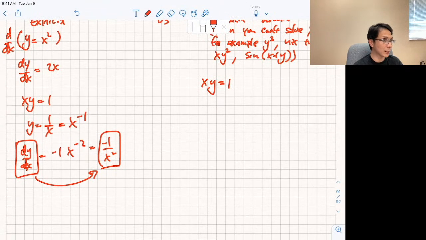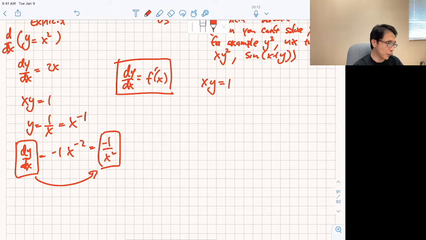So dy dx, the derivative, is what we're looking for, because dy dx is the slope of y, also known as f prime of x. This is something we're always looking for: dy dx or f prime of x.